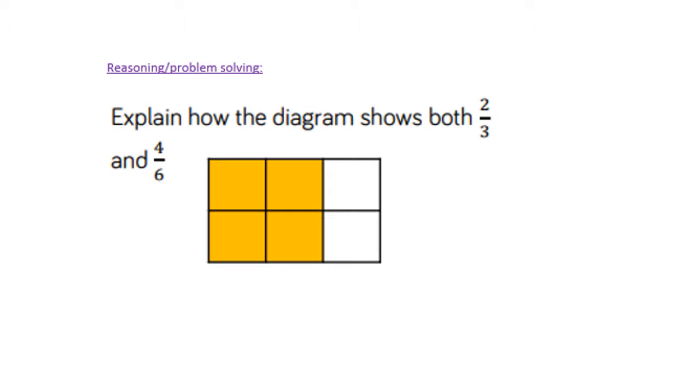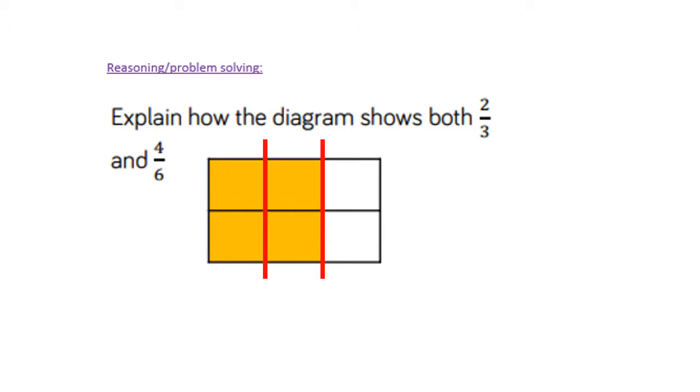Now, here's a reasoning and problem solving question. So it says, explain how the diagram shows both 2/3 and 4/6. So you need to write and explain how it shows that. I'm just going to give you one little clue. So let's split it into thirds. Okay, so if I get a different colour, if I get green, we've got 1/3, 2/3, okay?